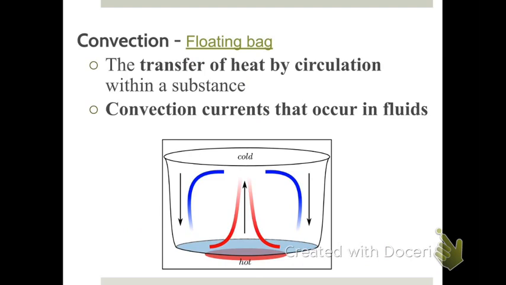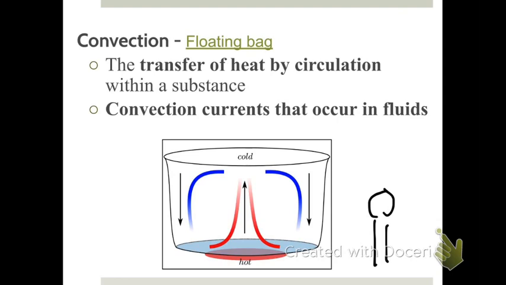Our second heat transfer method is convection. Convection is the transfer of heat by circulation. So convection currents occur in fluids. I want you to imagine that you have a candle, or a fire. So we'll draw a little candle. Here's my flame. The air directly around the flame of that candle is going to be warmed up.